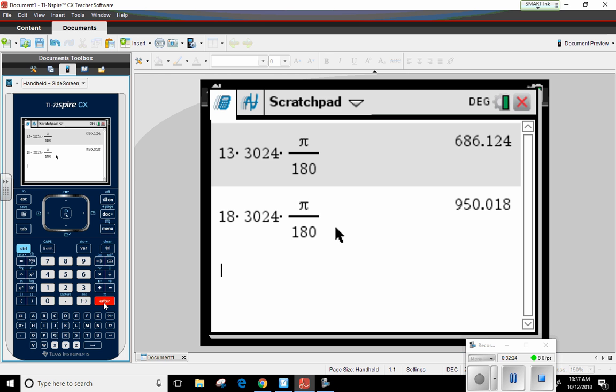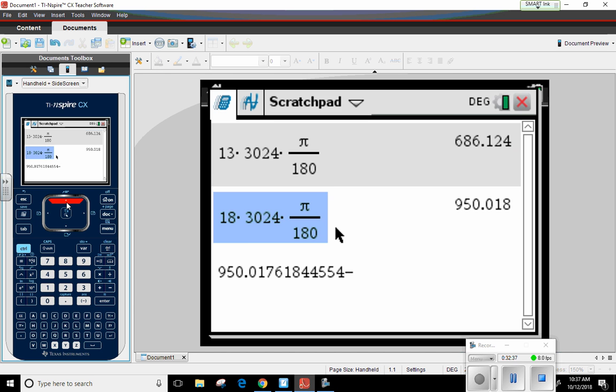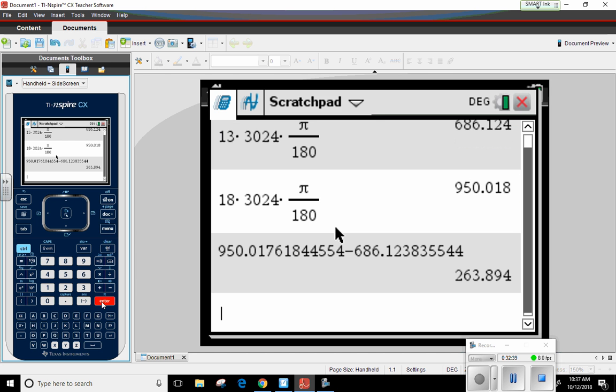But now, how do I find the answer to the question? There you go, because how much further did the person seated 18 feet from the center travel than the other person? And again, I don't have to retype these. I'm just going to highlight them. Subtract, enter again. So I'd say the person seated 18 feet out went about 264 extra feet on the same ride. And that makes sense.